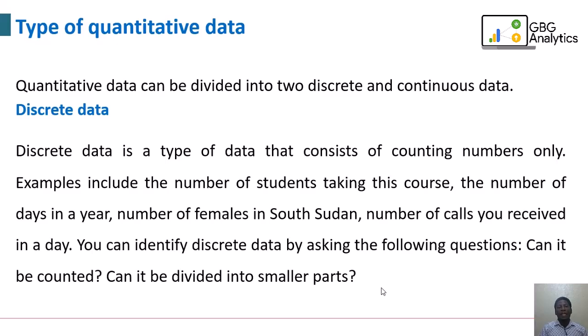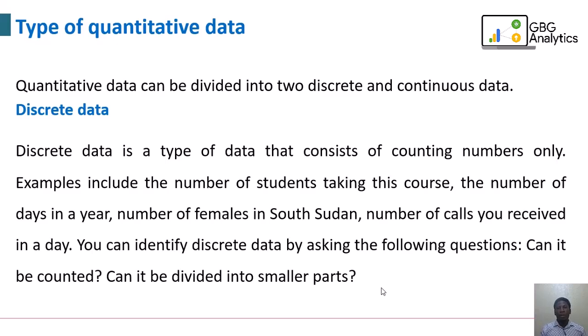When you want to identify discrete data, you may ask the following question: can it be counted? If that data can be counted, then it is discrete data. For example, how many books am I holding? Now, as you can see, 1, 2. Therefore, this example is discrete data. You may also ask the question, can it be divided into smaller parts? For example, you may want to count the number of calls you receive weekly.